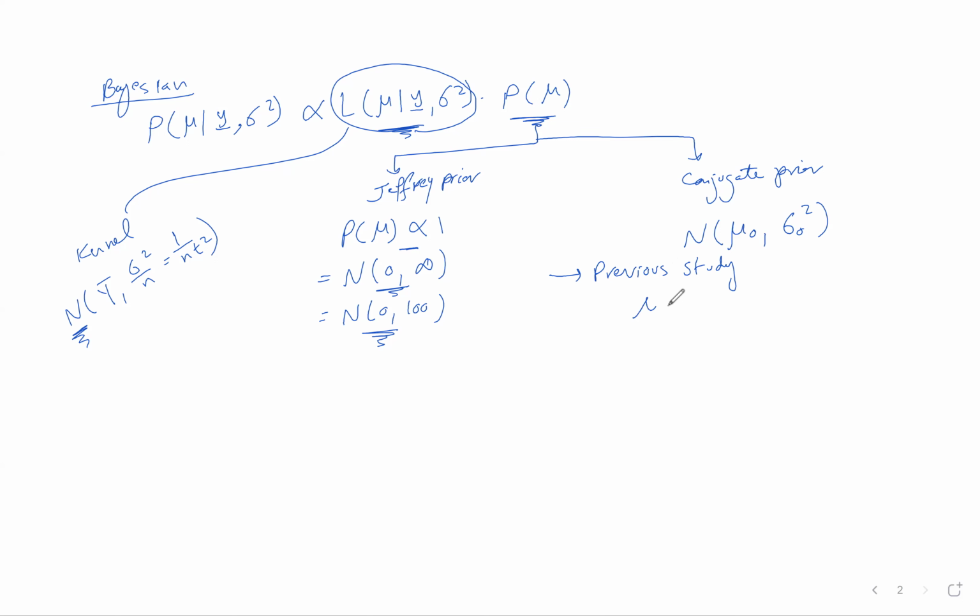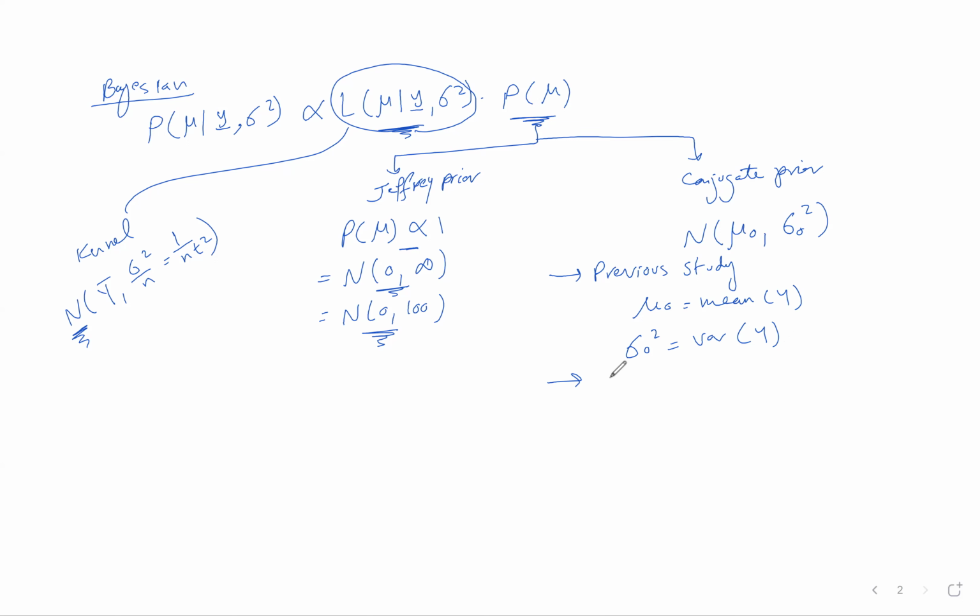How do I use a previous study to find mu 0 and sigma 0 squared? The mu 0 is the mean of y. In the previous study, they collected data about the response variable y. So calculate the mean of y, and it will give you mu 0, and sigma 0 squared is the variance of y. Take the variance of the previous data. Now you plug in mu 0, plug in sigma 0 squared, done. You get these two.